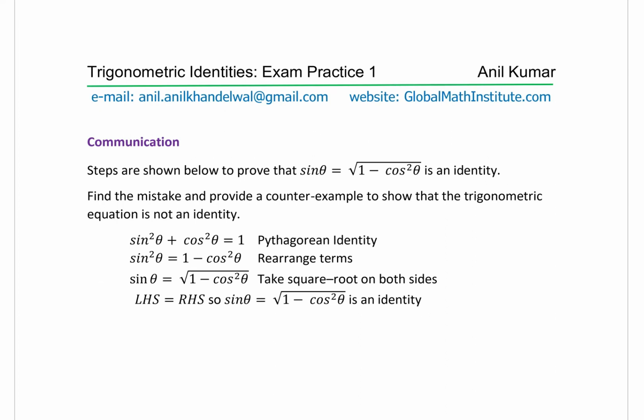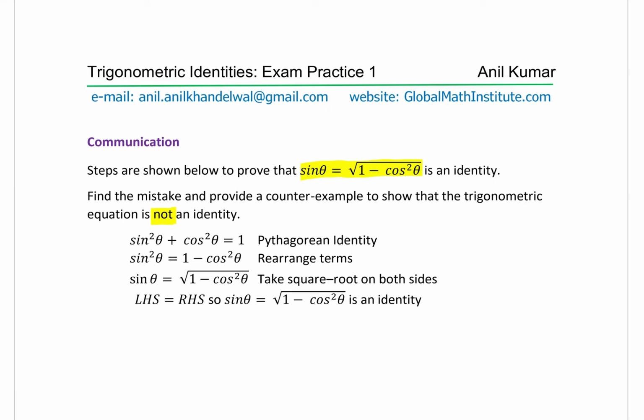Now let's see the communication question. Now here is the next question. It is based on communication. The question is, steps are shown below to prove that sine theta equals to square root of 1 minus cos square theta is an identity. So we are proving that sine theta is equal to square root of 1 minus cos square theta. Find the mistake and provide a counterexample to show that the trigonometric equation is not an identity, right? Actually speaking, it is not an identity. However, we have shown here steps which prove that it is an identity.